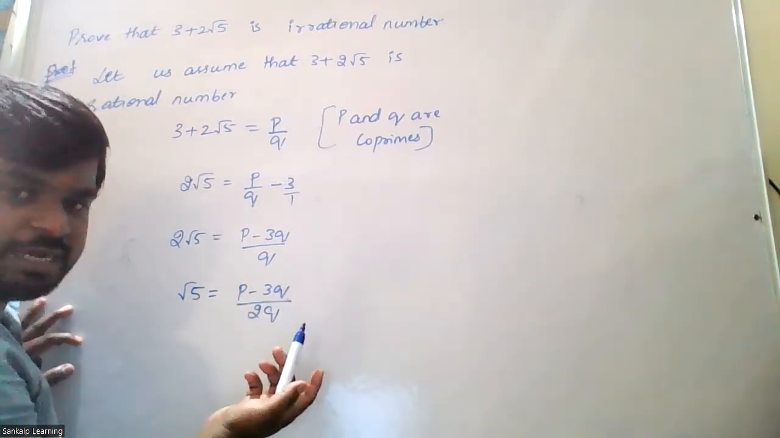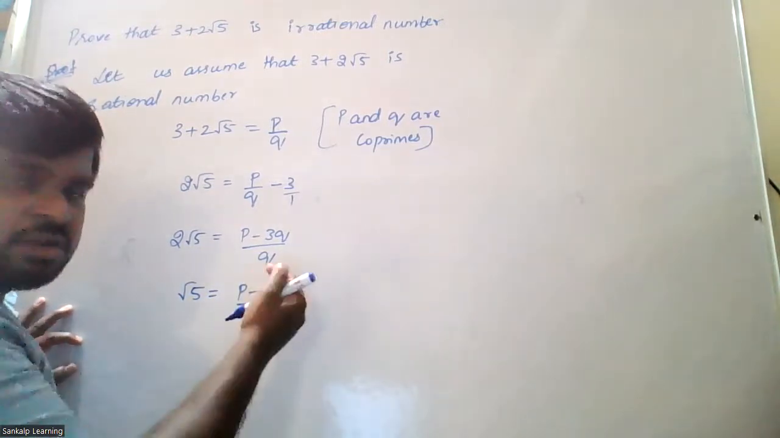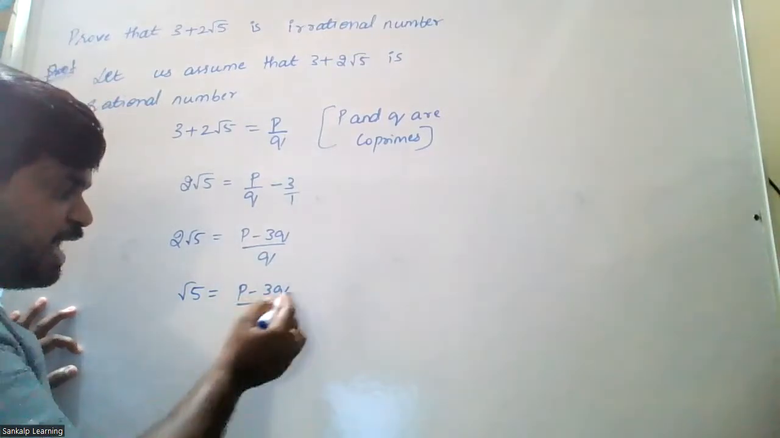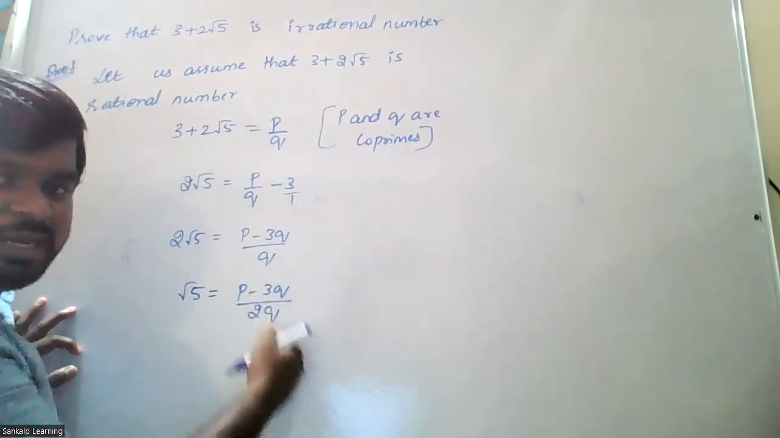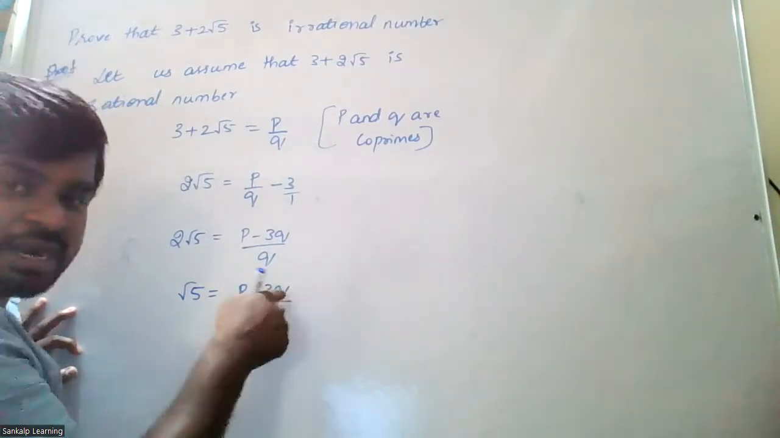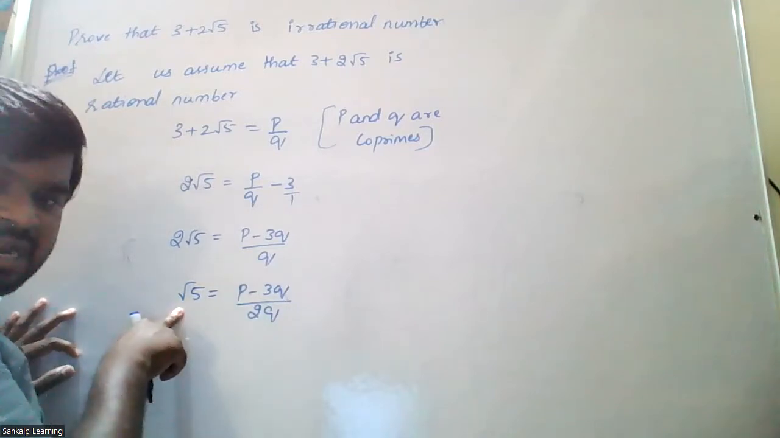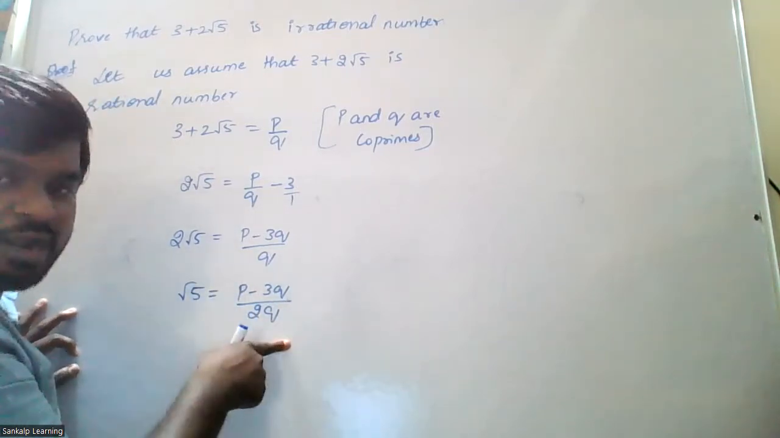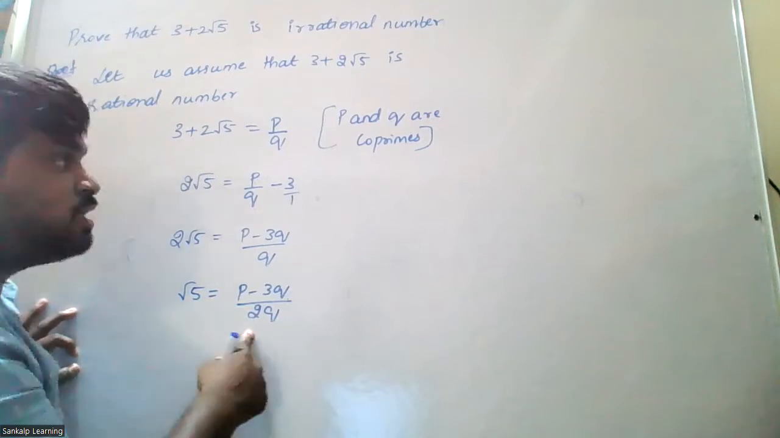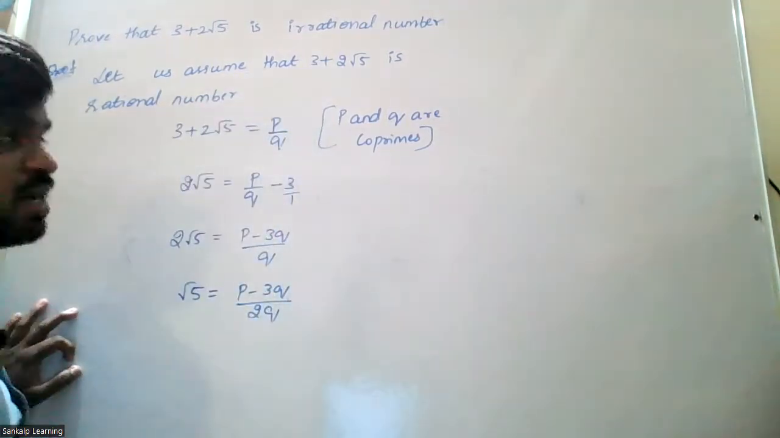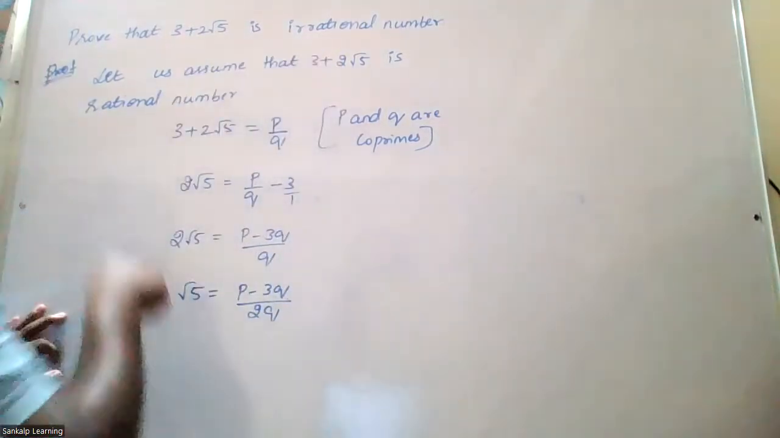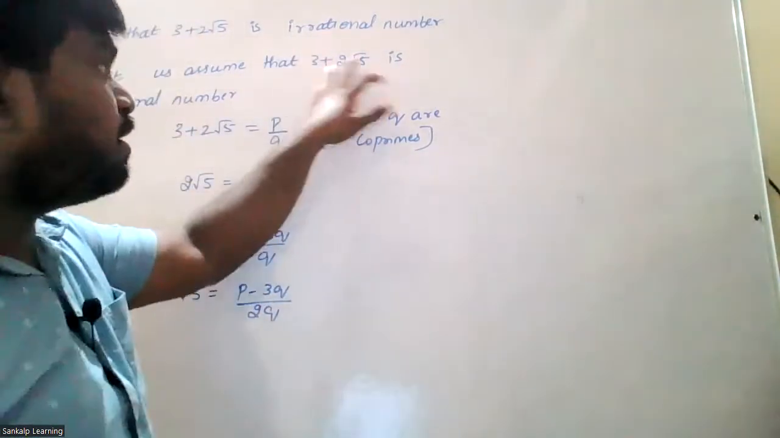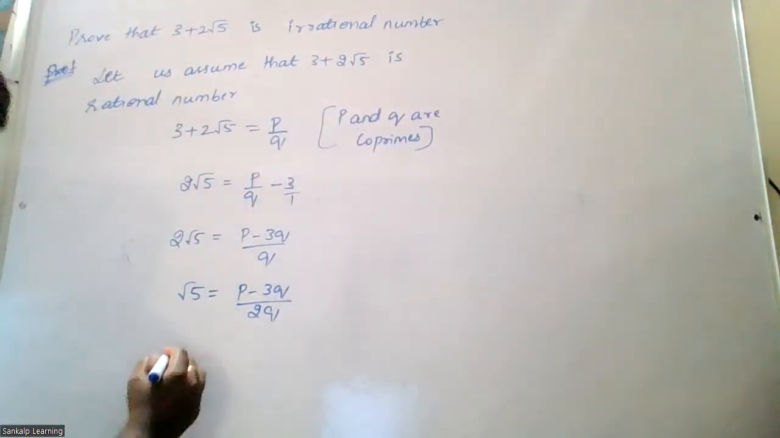Because the numerator is an integer, the denominator is an integer. Usually, what is p by q, where p and q are integers, right? So this entire thing is an integer, this is also an integer. So integer by integer, which means this is a rational number, whereas this is an irrational number. How can an irrational be equal to rational? This is wrong, right? Why is this thing arising? It is because of our assumption. What was our assumption? That this is a rational number. So this assumption is wrong. Therefore, the correct thing is 3 plus 2 root 5 is an irrational number.